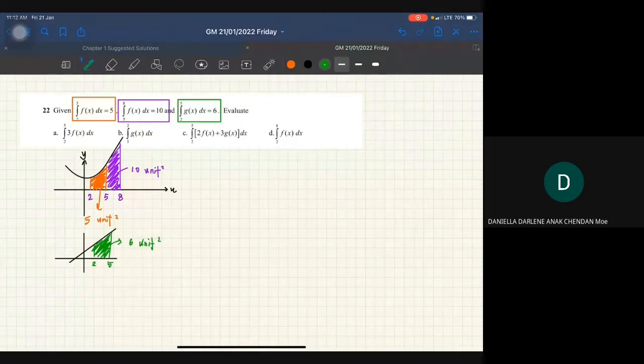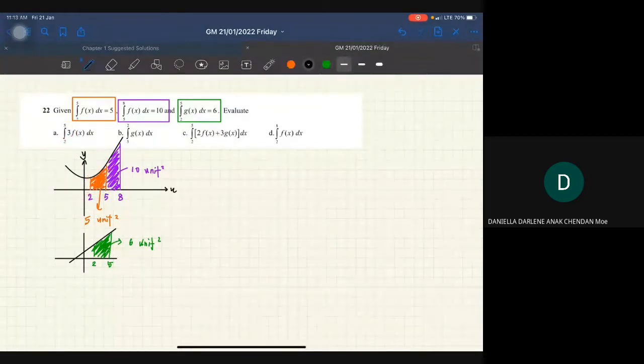Okay, so first evaluate A. So A soalan minta kita cari this one. So daripada 2 sampai 5, 3 kali fx. So itu adalah yang warna orange kan. So maksudnya dia nak kita cari area ini and then just darabkan sahaja dengan 3.